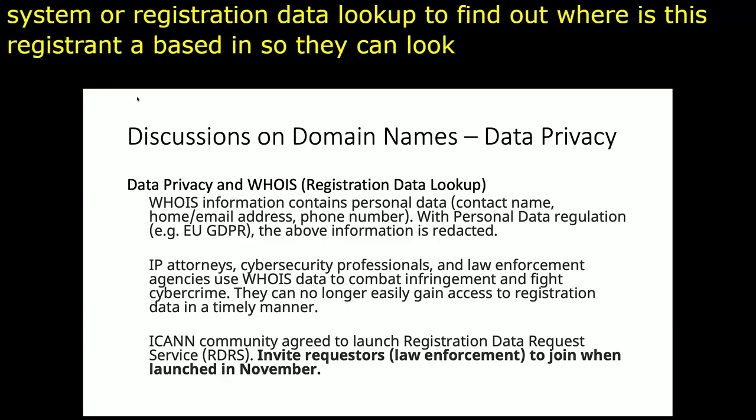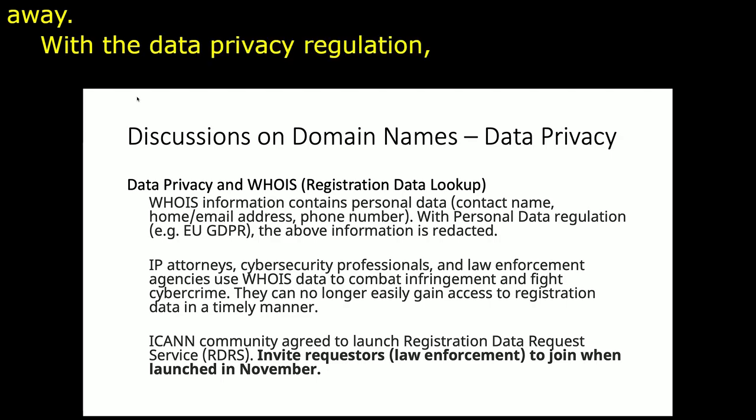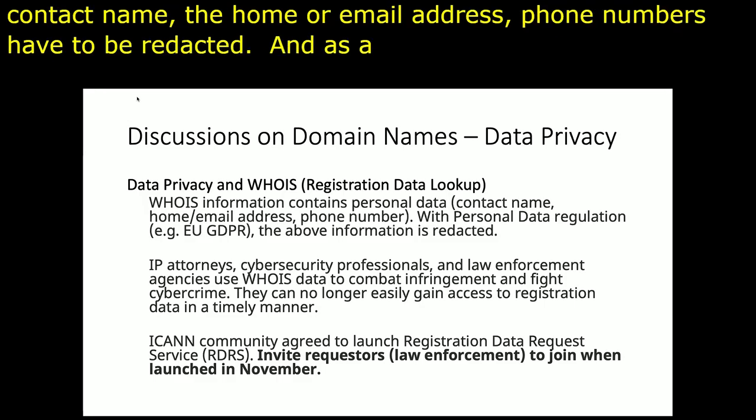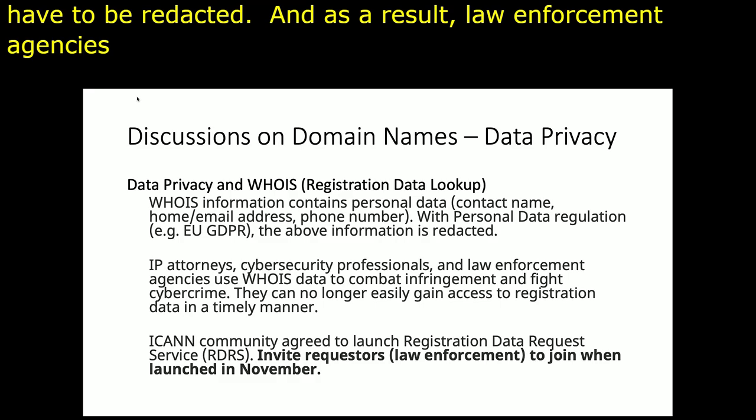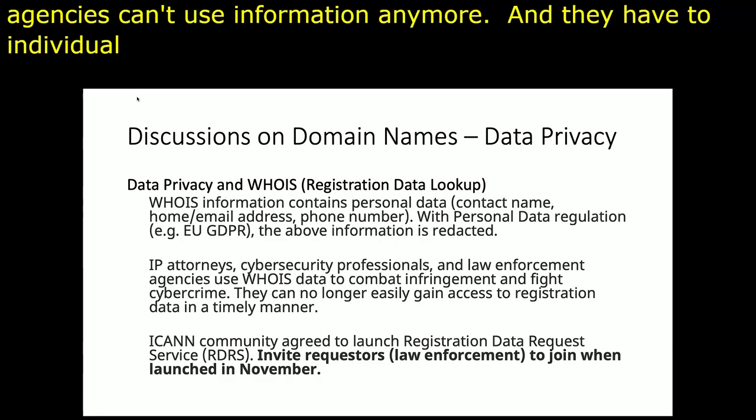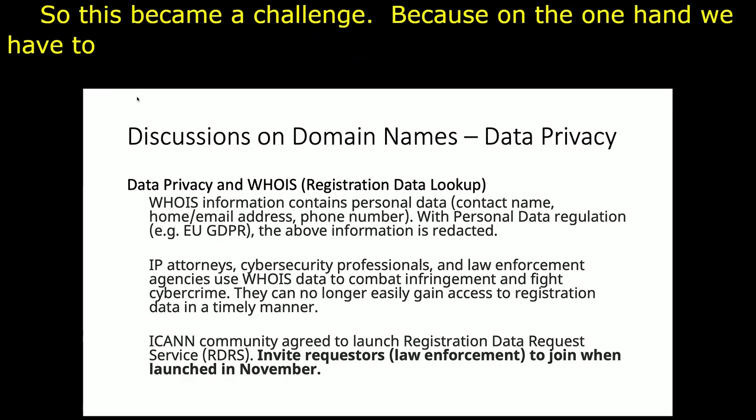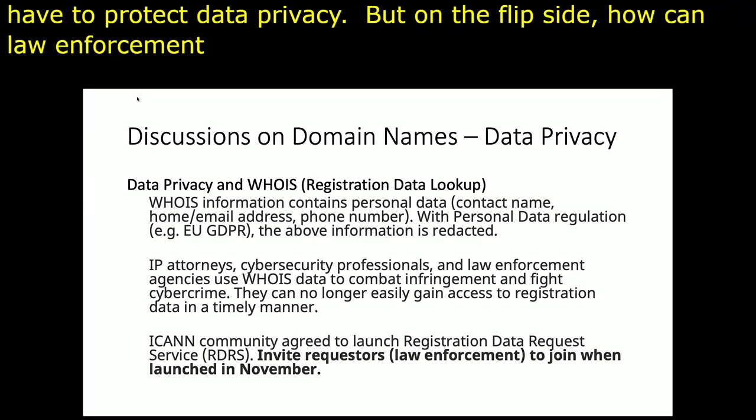But with the data privacy regulation, all of the personal data, contact name, the home or email address, phone numbers, have to be redacted. And as a result, law enforcement agencies can't use this information anymore. And they have to individually ask registrars for that information. So this became a challenge. Because on the one hand, we have to protect data privacy. But on the flip side, how can law enforcement then do their work properly? So it became a conversation that's happened at ICANN.